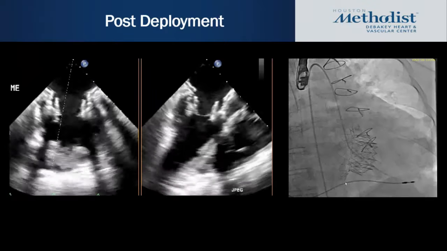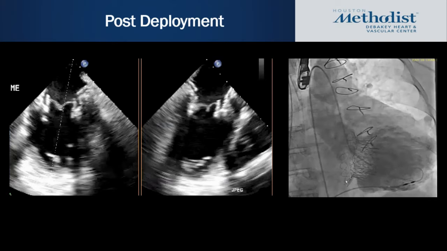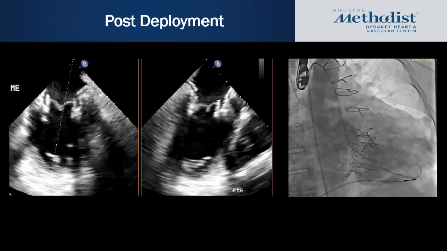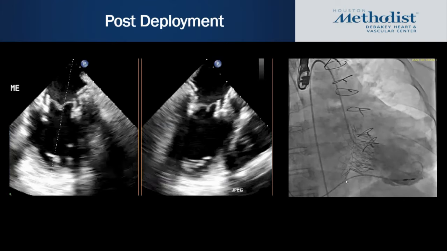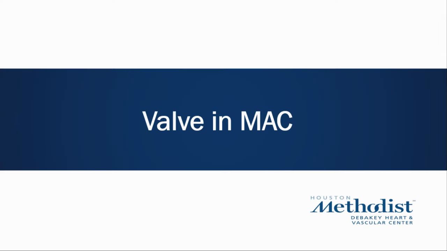This is post-deployment of the Intrepid valve. You see that the valve is well-seated and stable, doesn't move much, and by angiography, there was no residual MR. The patient also had a mean gradient of only 2 millimeters after the valve deployment, with normal prosthetic function.